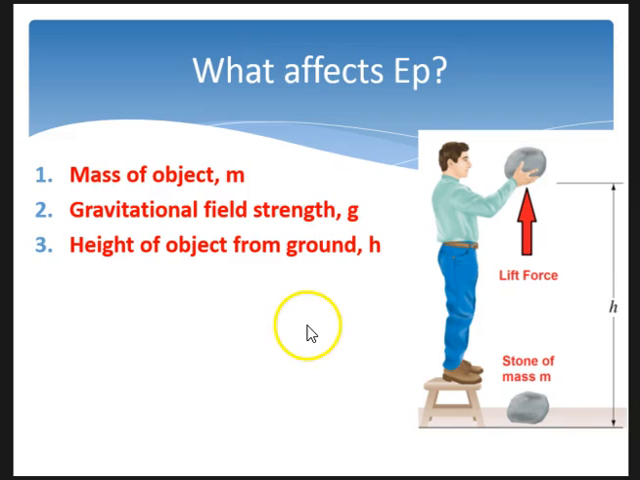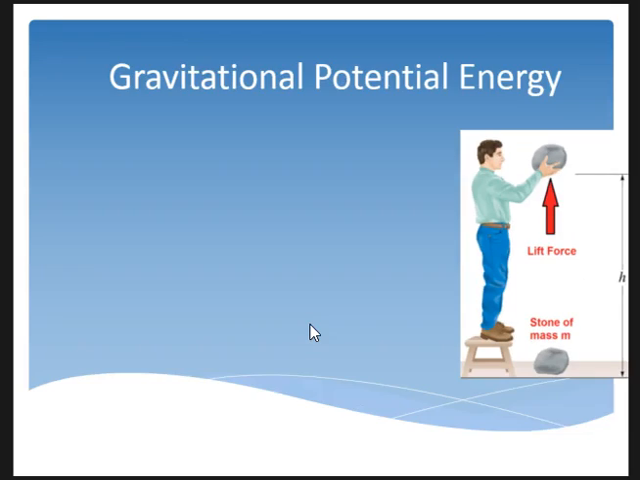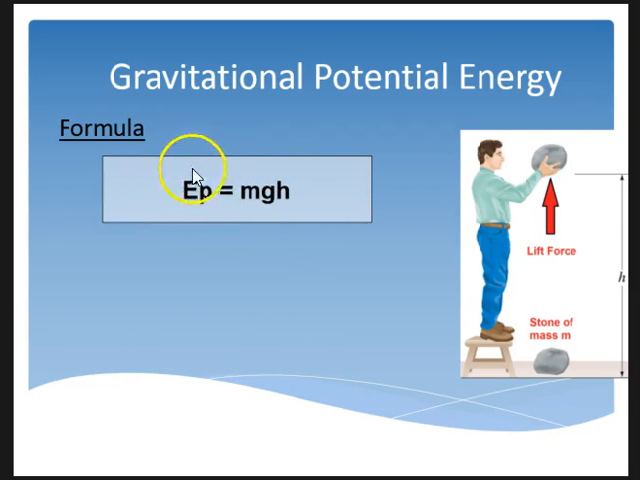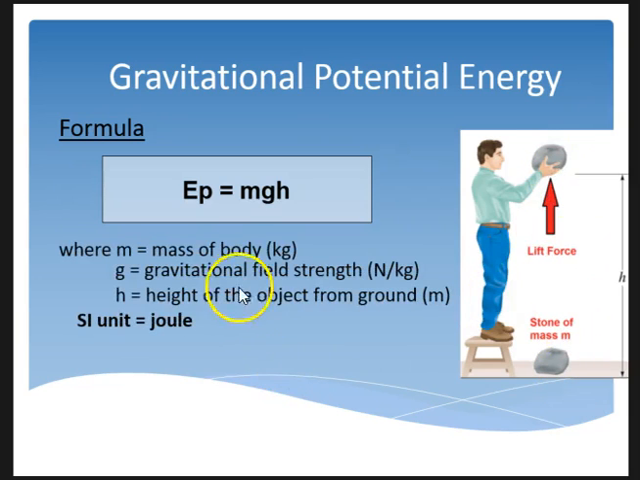So from here, we can actually calculate the amount of GPE of an object. To calculate that, we will have to use this particular formula. EP, which is used to represent gravitational potential energy, can be simply calculated by taking the mass of the object, multiplying the gravitational field strength of that location, and multiplying h, the height to which the object is raised above ground.